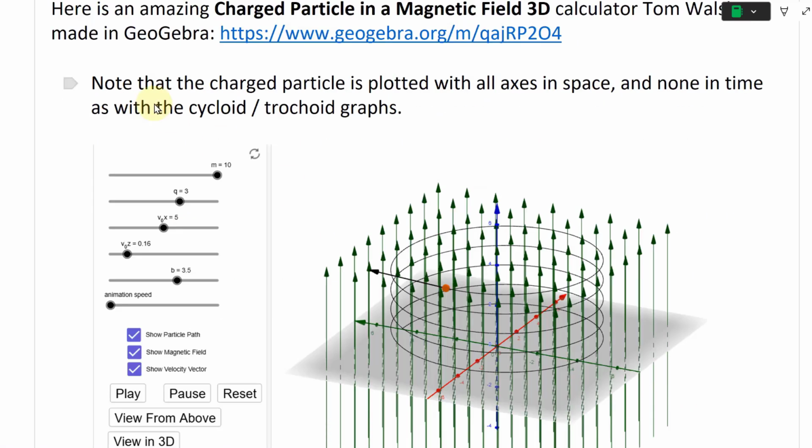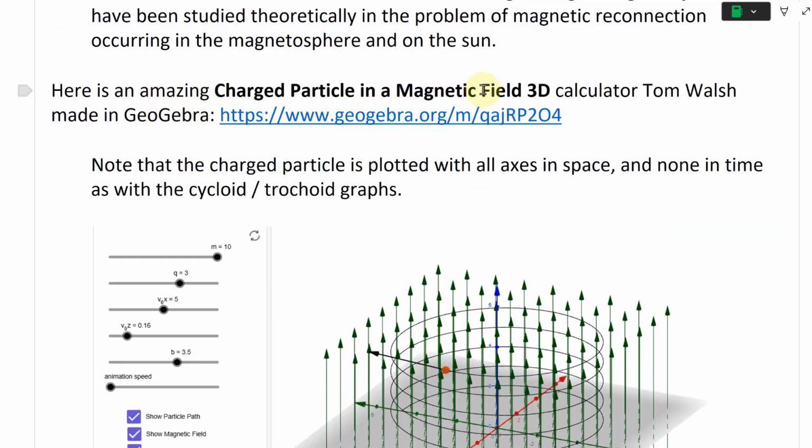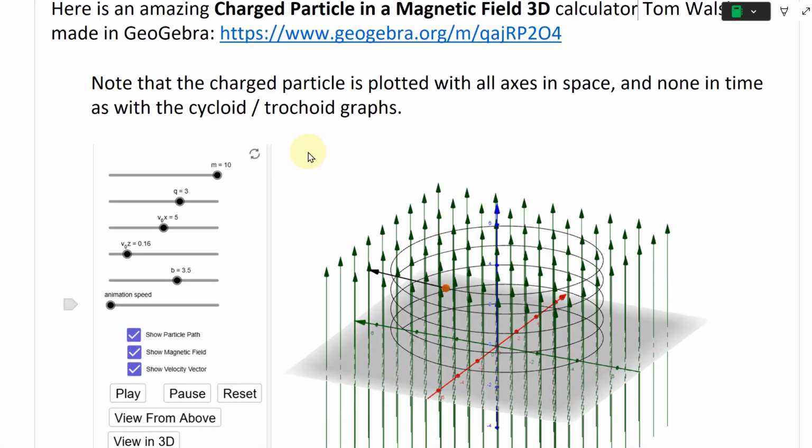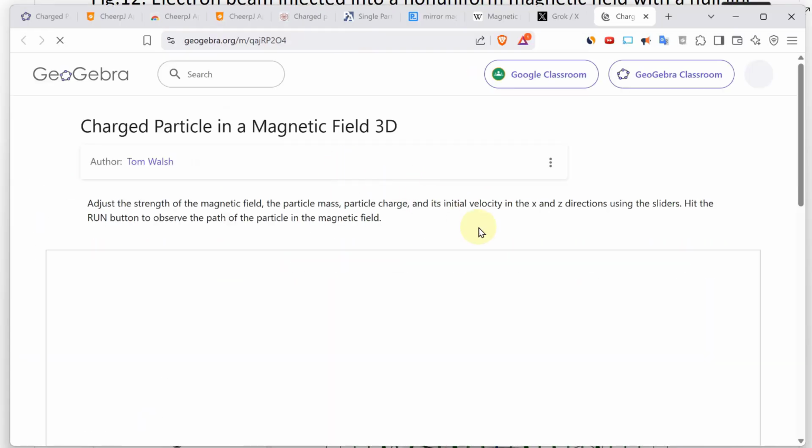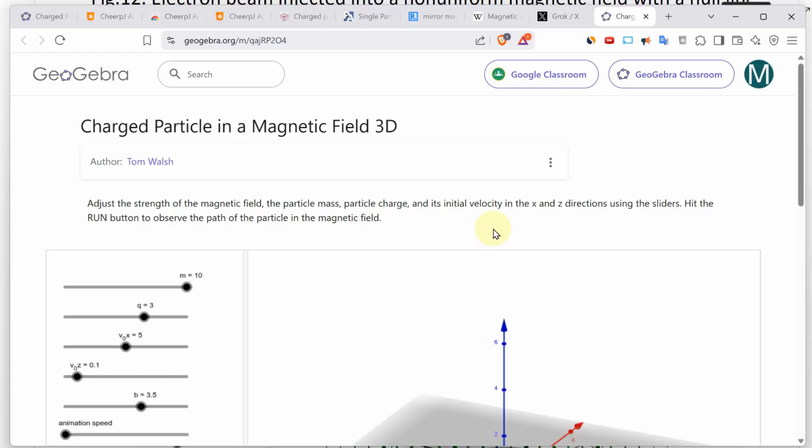I'm going to read a bit more. Here's an amazing charged particle in a magnetic field 3D calculator that Tom Walsh made in GeoGebra. This is in a magnetic field. There's no electric field in this, so it just loops around in a circle. I think the electric field will cause it to drift in a specific area.